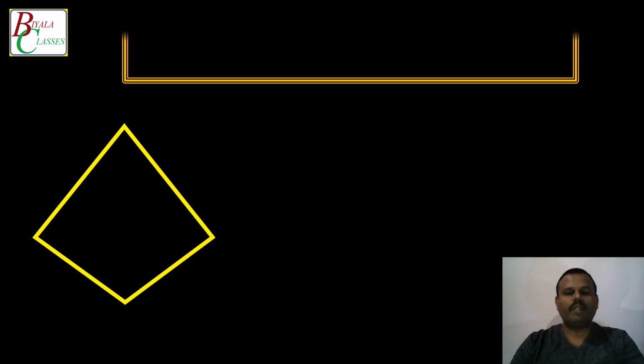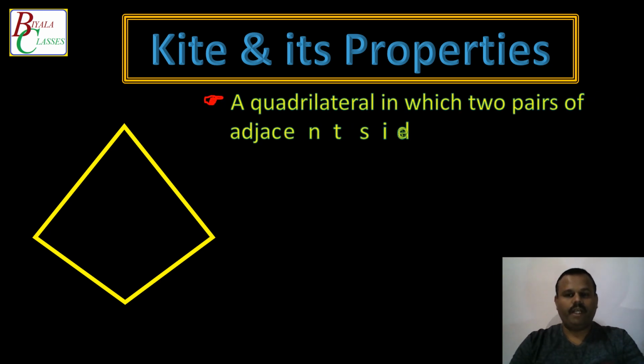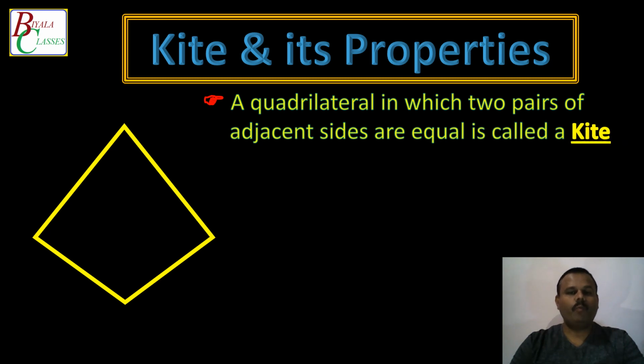Now let us move to the next type of quadrilateral, that is the kite, and we'll do the properties also. So first of all, what is a kite? It is a quadrilateral in which two pairs of adjacent sides are equal. In a quadrilateral, we know how many pairs of adjacent sides there are? There are four pairs of adjacent sides. Out of those four pairs, if two pairs of adjacent sides are equal, then that quadrilateral is known as a kite.